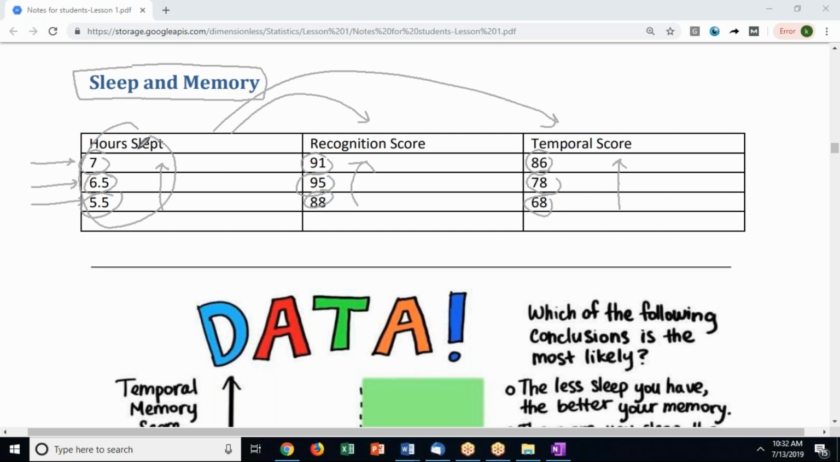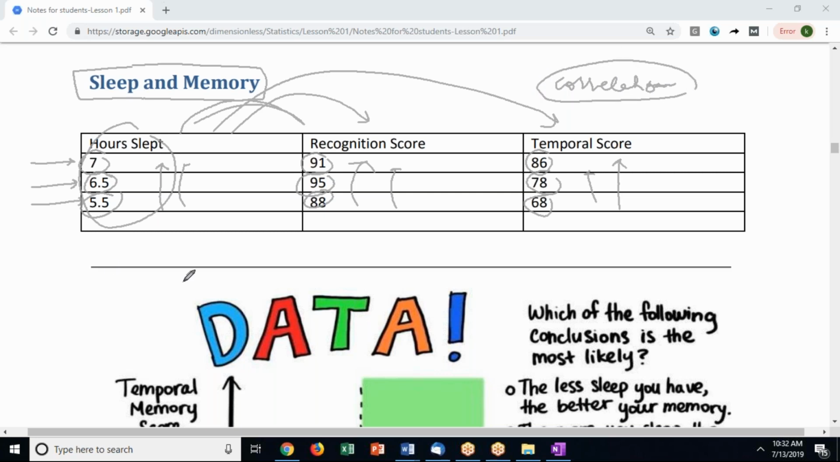And what about recognition score and temporal score? These are all continuous variables, right? Recognition score is continuous, temporal score is continuous, and hours slept is also continuous. And when you are trying to find a relationship between two continuous variables, that is known as correlation.